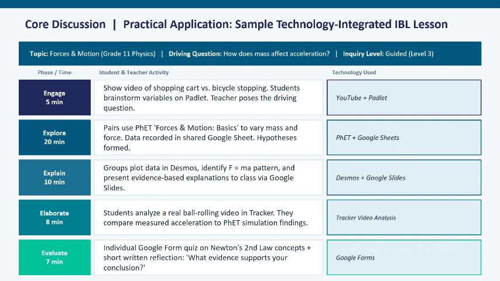identify the formula, and present evidence-based explanations. In Elaborate, which is 8 minutes, students compare simulation findings to real video data in Tracker. Then Evaluate, 7 minutes, a Google Form quiz and written reflection assess understanding and the inquiry process. No physical laboratory equipment is needed, only a device and free software.